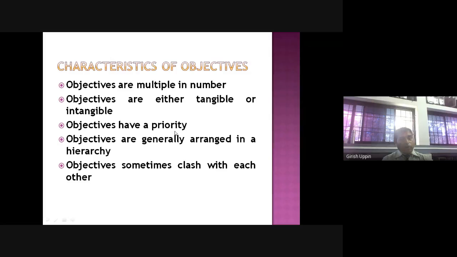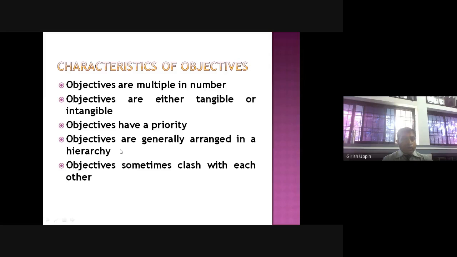Objectives have priority. Definitely, when we have a set of objectives, we will have a priority for them. There are objectives with the highest priority, and there will be objectives with the lowest priority, and objectives are met according to their priority. So the highest priority objectives go first, and the lower priorities go later. There will definitely be a priority.